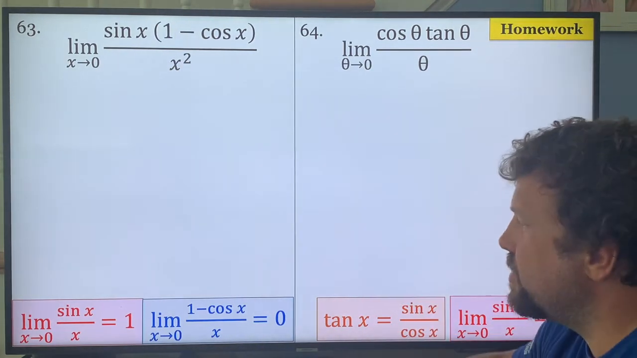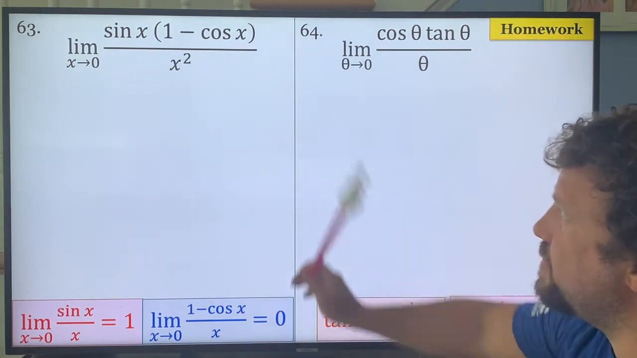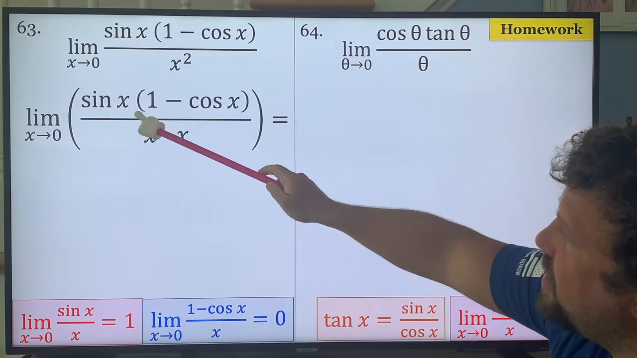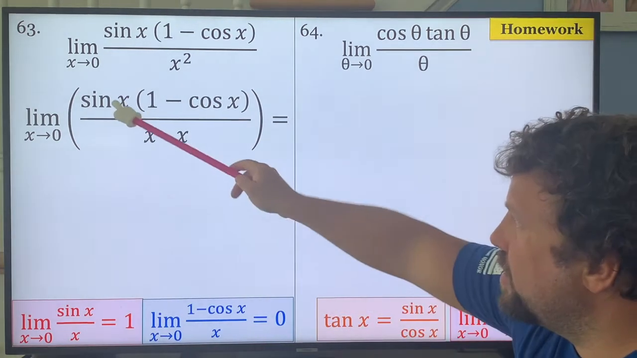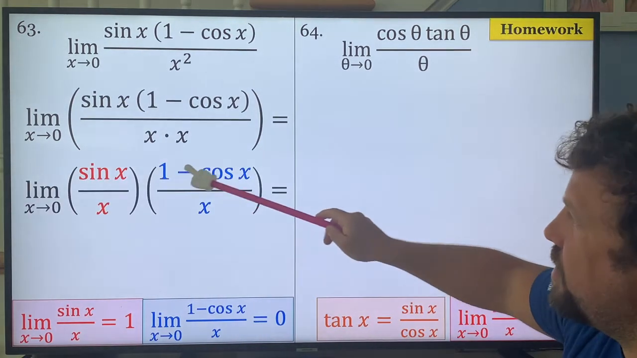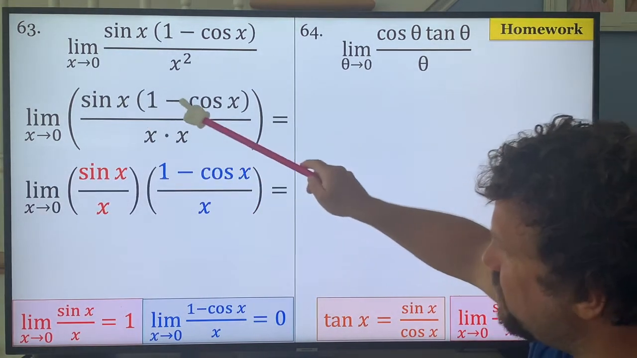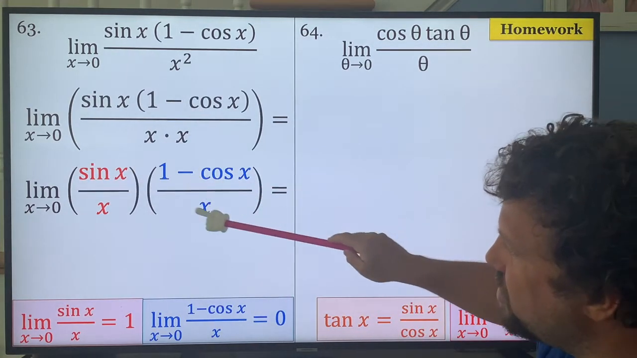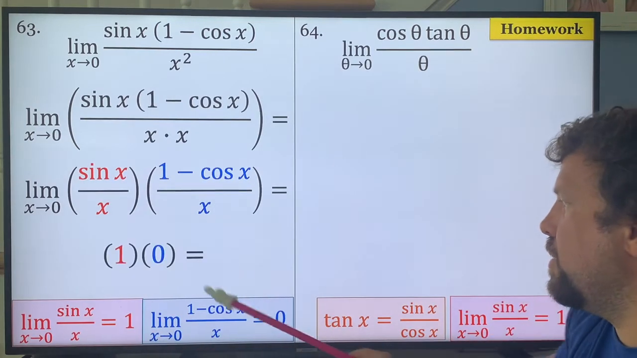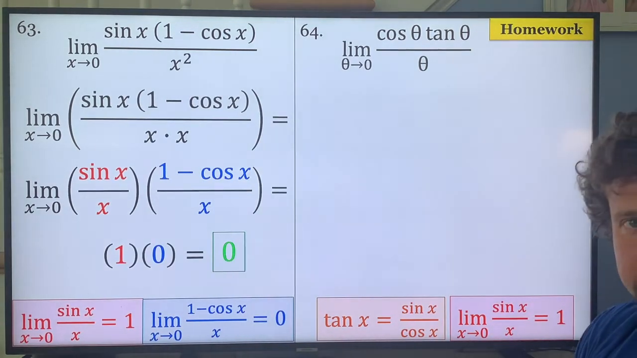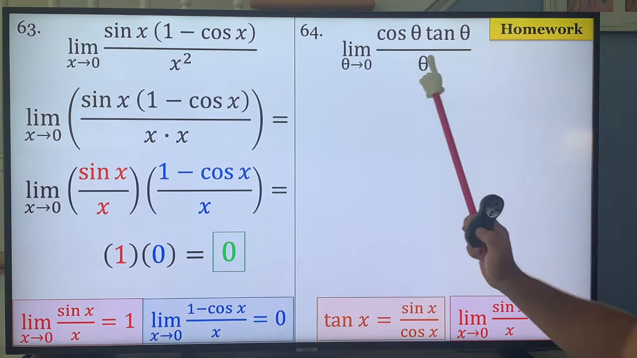Okay, do that x squared. Here's your hint. I can actually split up this x squared. I can make this sine x over x times 1 minus cosine x over x. Does that help us? How? Sine x over x, 1 minus cos x over x. Each one of these gets 1, because you can multiply across the top and the bottom to get this back. 1, 0, 1 times 0, 0. That's an easy one.